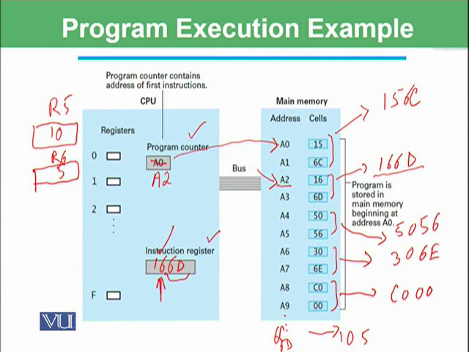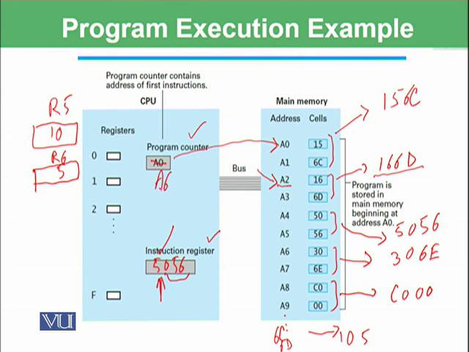When we loaded this instruction, the program counter was incremented by 2, so it would now be pointing to A4. Next time it will fetch the instruction from A4, that is 5056. And as soon as the instruction is fetched, the program counter increments by 2 and points to A6.